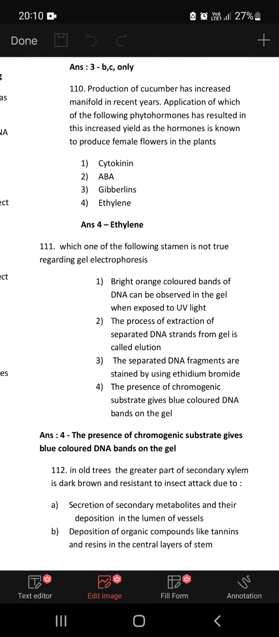Option: The presence of chromogenic substrate gives blue colored DNA bands on the gel. So this is involved in the transformation, to identify transformants and non-transformants in biotechnology. So this part of it is a wrong statement. The presence of chromogenic substrate gives blue colored DNA band on the gel. That is an incorrect statement.